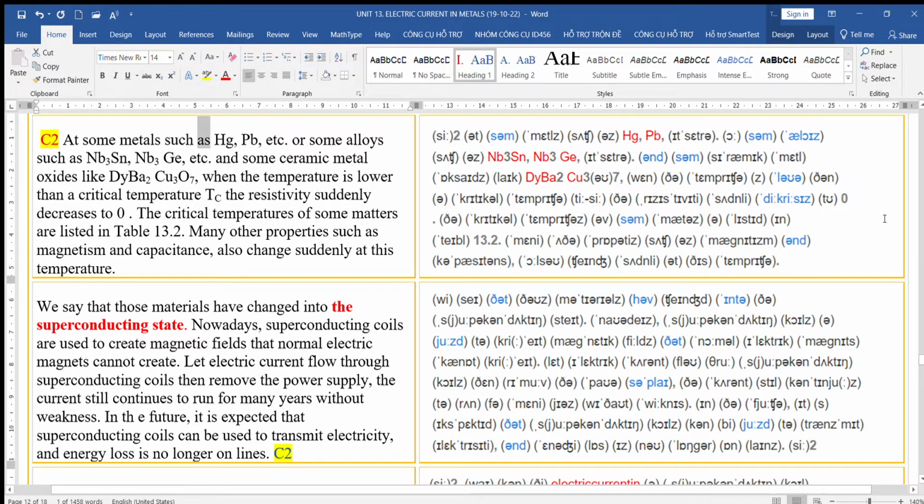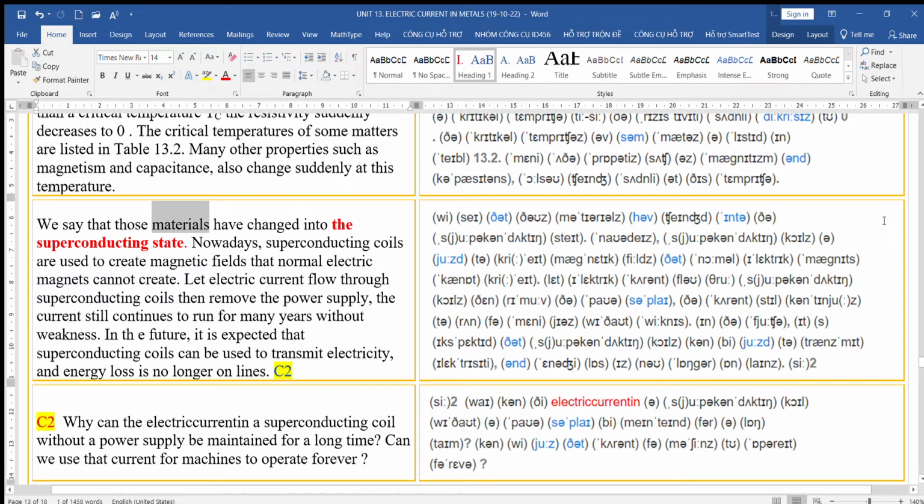C2. At some metals such as Hg, Pb, etc., or some alloys such as Nb3Sn, Nb3Ge, etc., and some ceramic metal oxides like DyBa2Cu3O7, when the temperature is lower than a critical temperature Tc, the resistivity suddenly decreases to 0. The critical temperatures of some matters are listed in Table 13.2. Many other properties such as magnetism and capacitance also change suddenly at this temperature. We say that those materials have changed into the superconducting state.